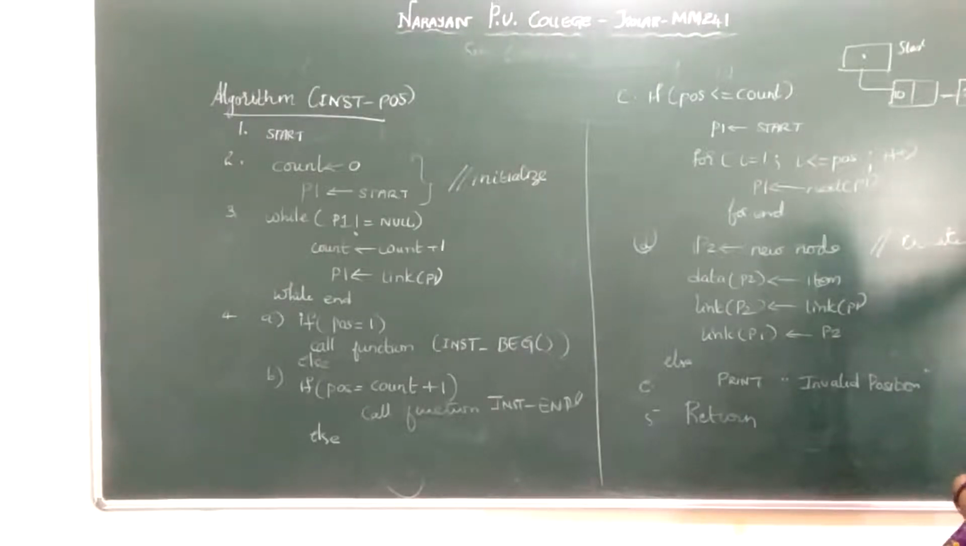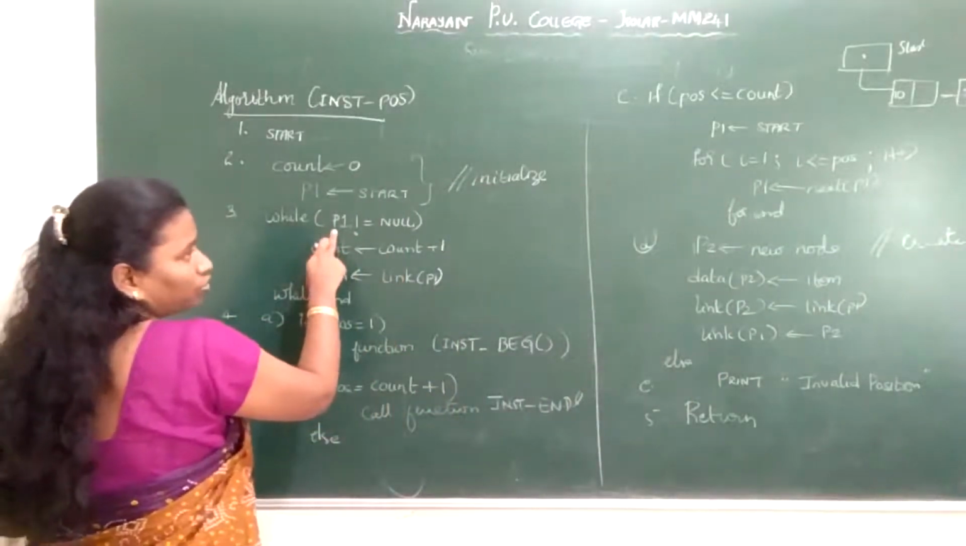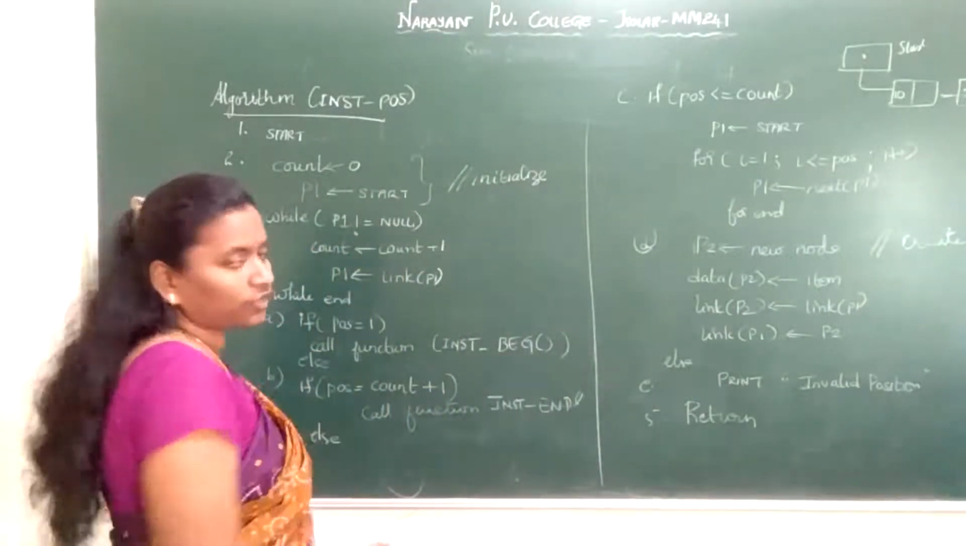Okay, 0, 1, 2. So I want to insert a new node. Imagine I have 30. I want to insert a new node at position 2, that is 0, 1, 2. So what I do, I check: the P1 pointer is used to check whether the end of the list is reached.